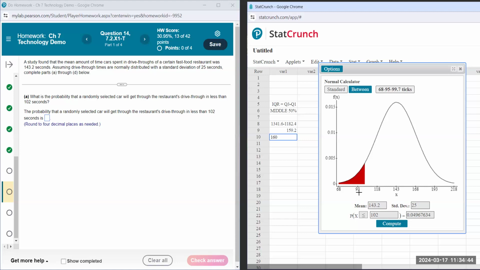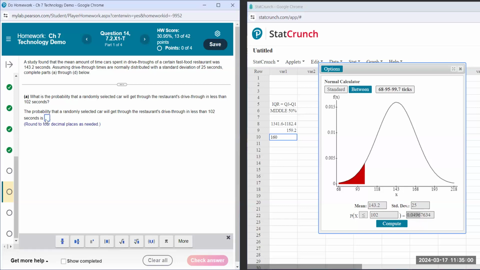I would be surprised if I waited less than 93 seconds, like a minute and a half, or above 193 seconds. So 4 decimal places. The odds of that happening is about 5%. Or like 5% of all cars will wait less than 102 seconds under these conditions, which means that out of every 100 cars, 5 cars that go through this fast food waited less than 102 seconds.